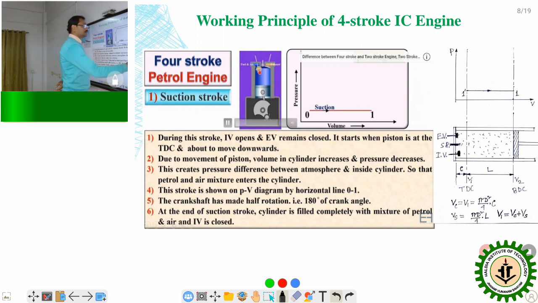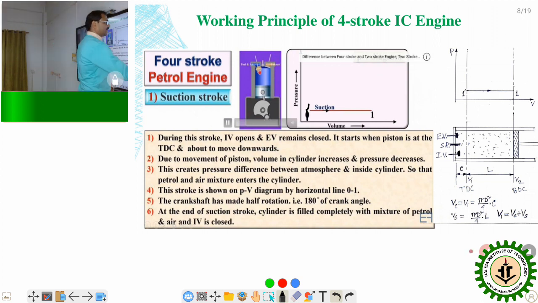So this is the first stroke. The piston will move from 0, but here I am writing 1 dash, so say this is 1 dash. So the piston here is moving. I think this figure will be very easy to understand here. This is the PV diagram along with the cylinder displacement.